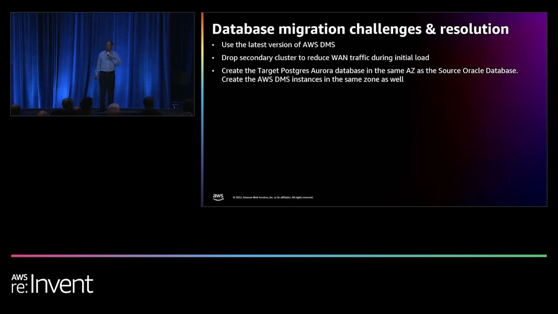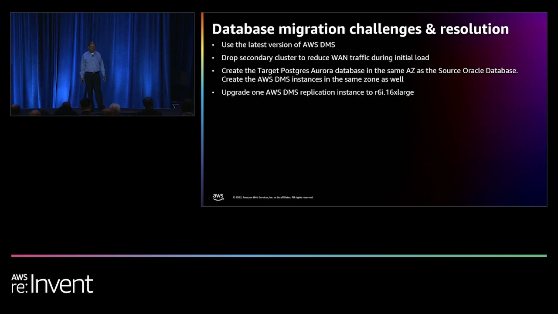Another thing we observed is that I know that within zones, there shouldn't be an impact in performance, but we did see subtle differences with respect to the traffic. So we created the DMS instances, the source Oracle database where it was, and the Postgres, all within the same availability zone.